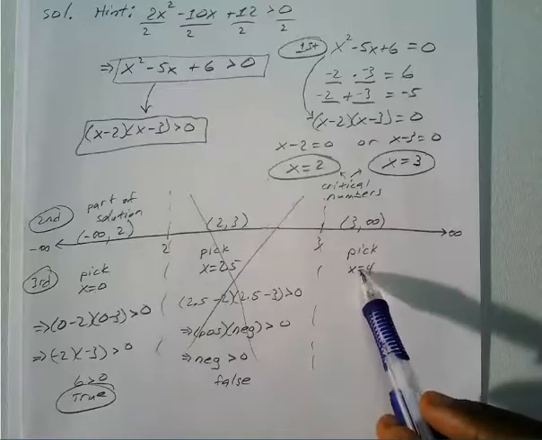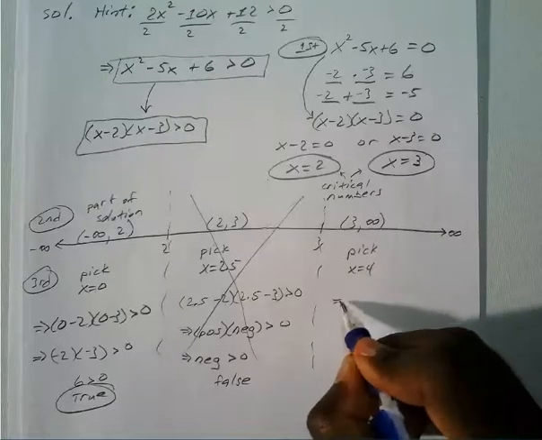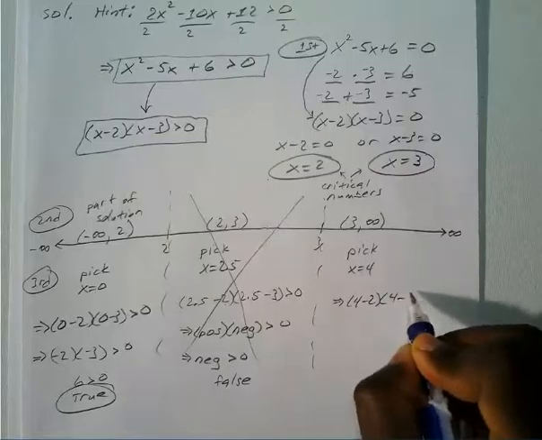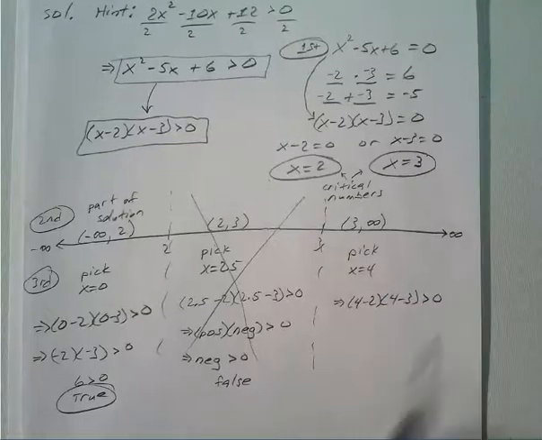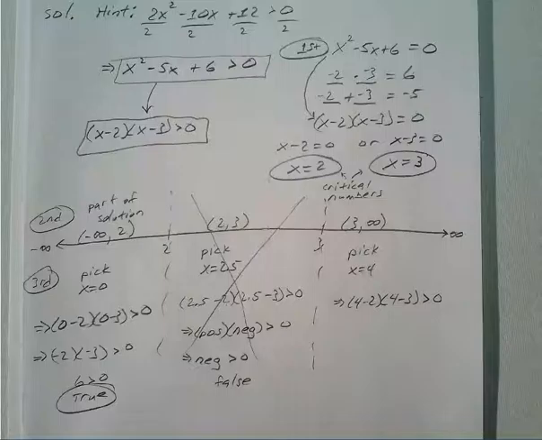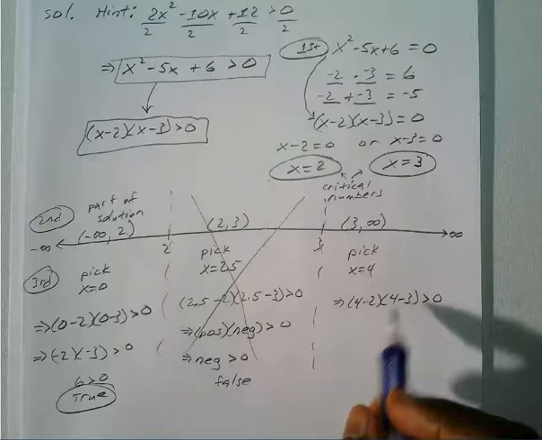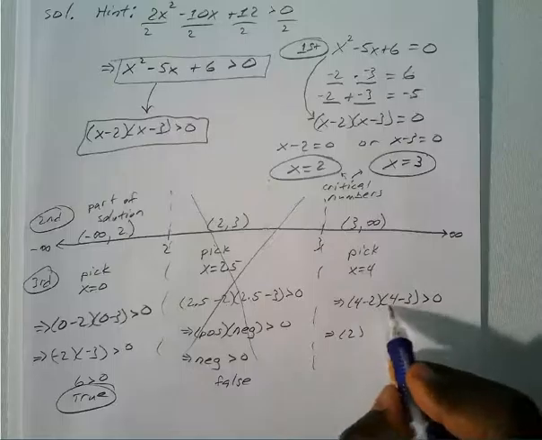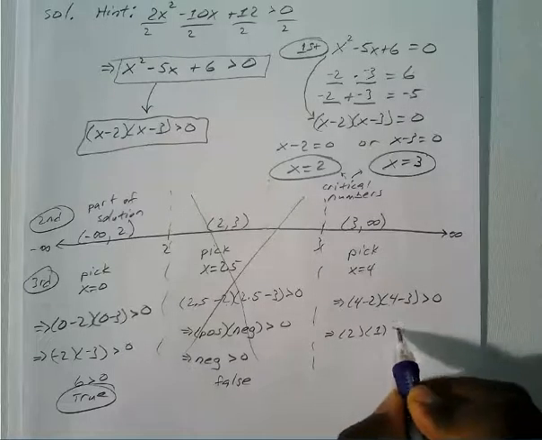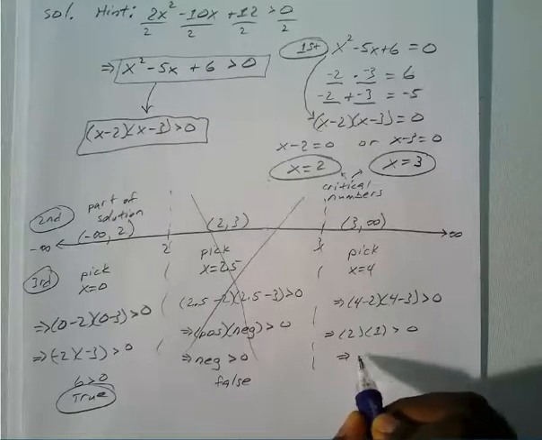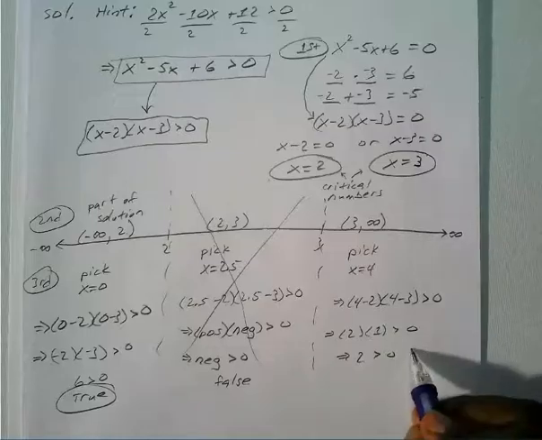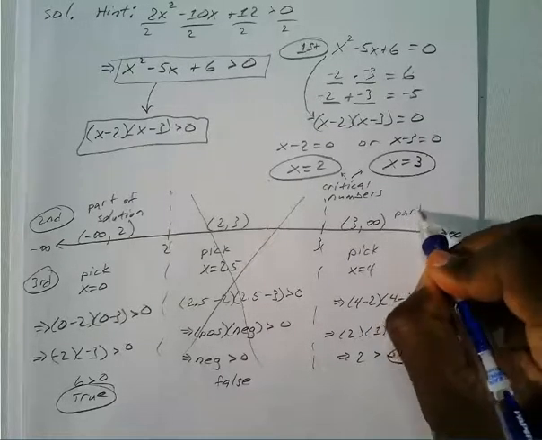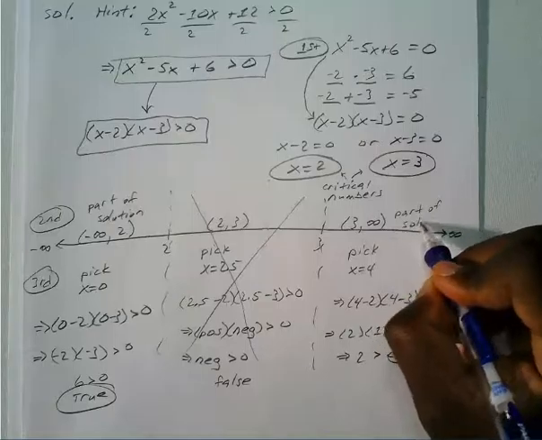Here we pick x equals 4. So you have 4 minus 2 times 4 minus 3 is greater than 0. If we simplify that, 4 minus 2 is 2, and 4 minus 3 is 1. So that gives us 2 is greater than 0, which is true. So this is part of the solution.